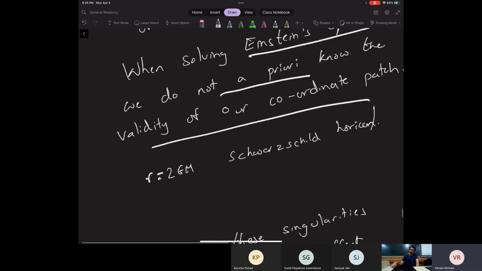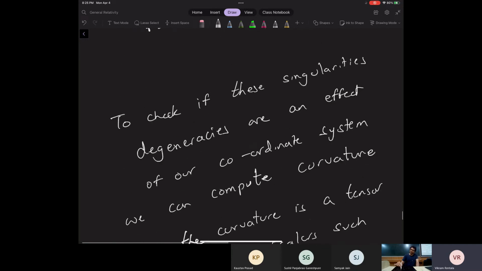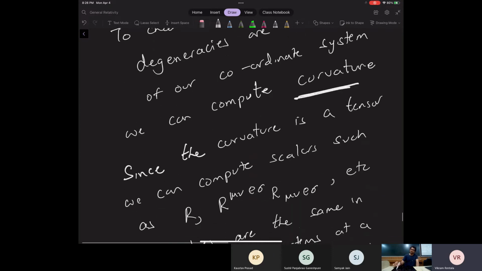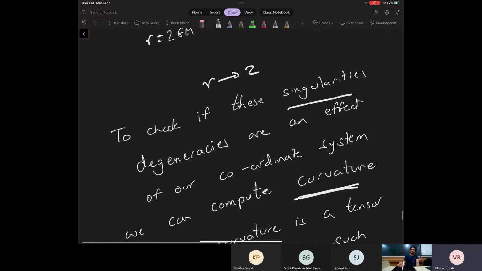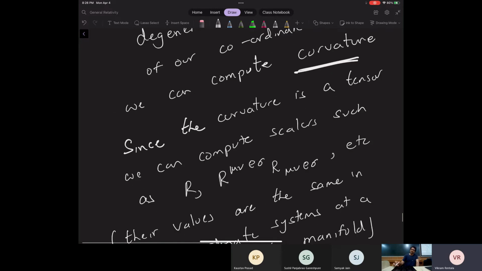So what we can do is check if the singularity that we're encountering in Schwarzschild coordinates is a physical singularity, or if it is just an artifact of the coordinate choice that we're using. We can compute the curvature in the limit that r approaches 2GM. Since the curvature is a tensor, it's better to compute scalars, because the components of a scalar don't change if I change the coordinate system.